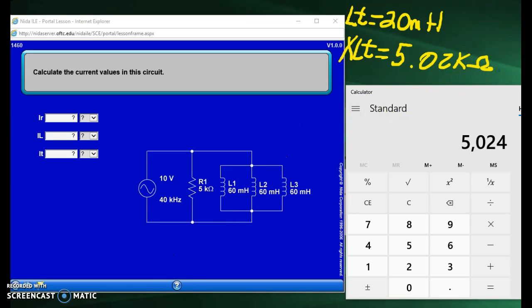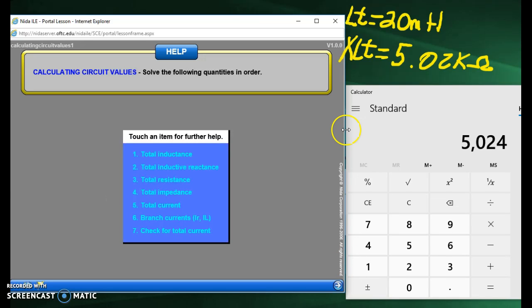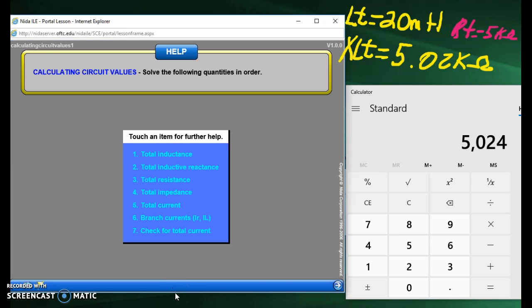Alright, so there's that. So now, let's see what it's telling us to do next. Total resistance. Well, that's pretty doggone easy. We only have one. So I'm going to come up here. We'll do a different color so it doesn't get confused. But we'll write, how about RT equals 5K ohms. So there it is. So we'll go back to where we were. Again, it's only because there was only one resistor, this 5K, that we could do that. So we got a running record.